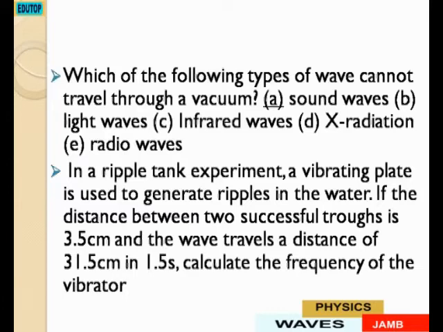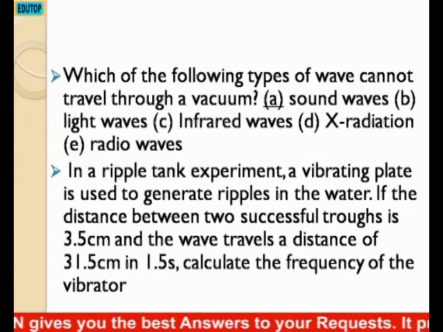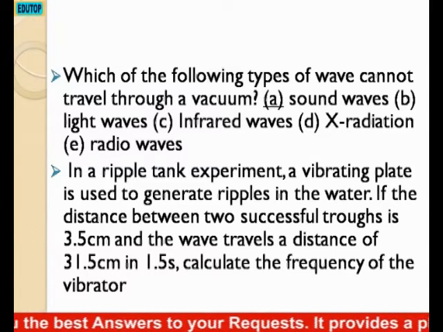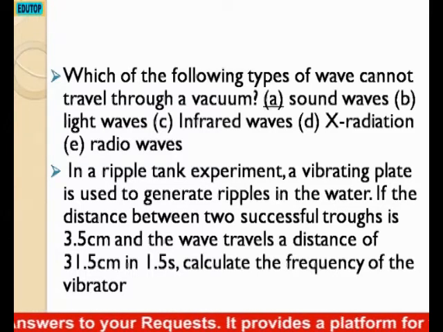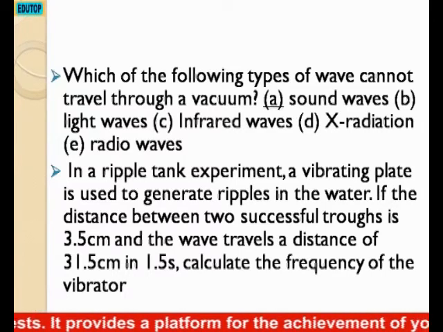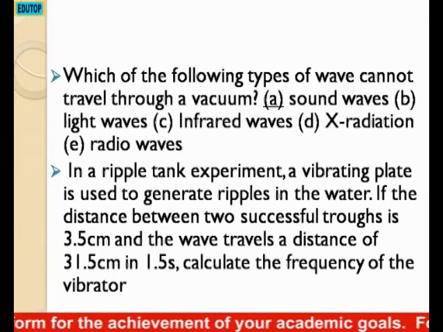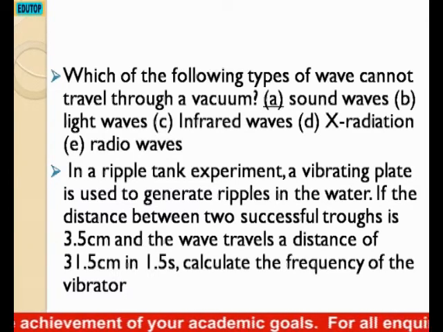Any wave that can travel in a vacuum does not require a material medium for its propagation or transmission. But a wave that needs a material medium is a mechanical wave. Examples are sound wave, wave on a rope or on a spring, and water wave.